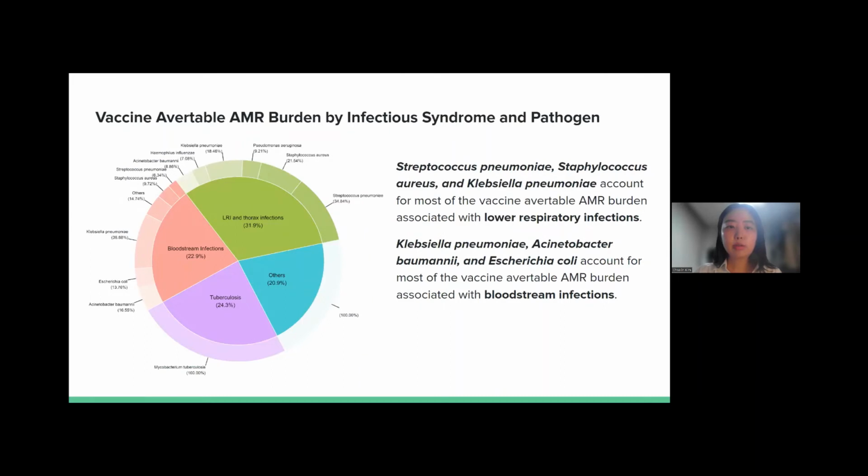Next, we also stratified vaccine avertable AMR burden for each infectious syndrome, as you can see in this figure. Streptococcus pneumoniae, Staphylococcus aureus, and Klebsiella pneumoniae account for the greatest vaccine avertable AMR burden associated with lower respiratory infections. And Klebsiella pneumoniae, Acinetobacter baumannii, and E. coli account for the greatest vaccine avertable AMR burden associated with bloodstream infection.